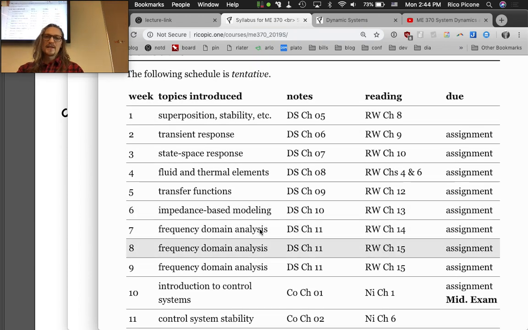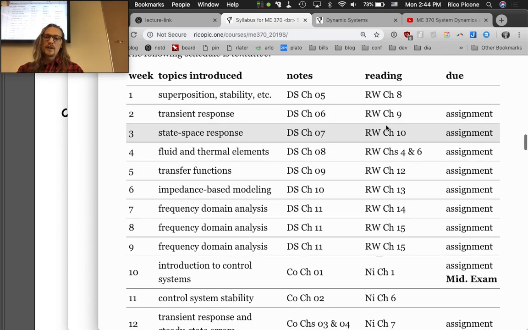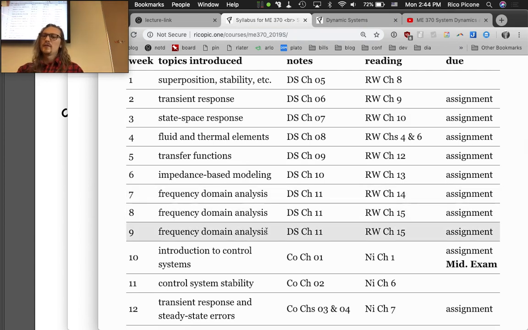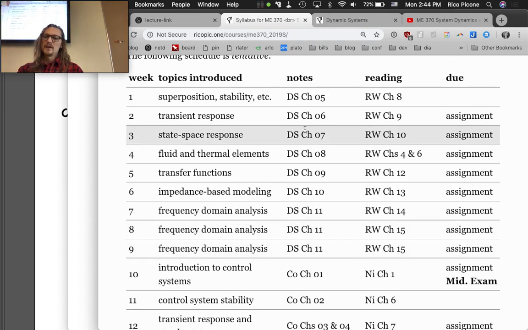The schedule: the first 9 weeks we'll be covering system dynamics material, and so we'll be using from the notes. Notice I put in a new column this term, where there's a notes. My notes, the dynamic systems notes, chapter 5 we start in, we go through chapter 11. And then in the Rowell and Wormley text, we're going to bounce around a little, but go 8, 9, 10, and then go back and do fluid and thermal elements, which is kind of back towards the beginning. And then we'll pick it up at 12 through 15.